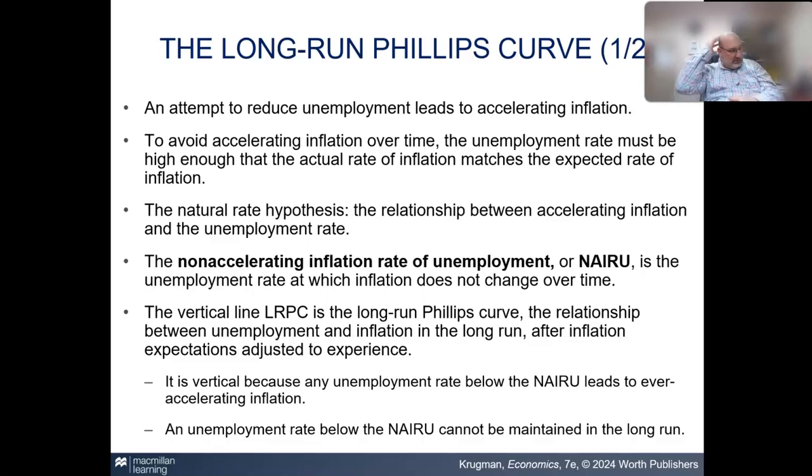What we have found, and this long run piece basically goes with this: the natural rate hypothesis says the relationship between accelerating inflation and the unemployment rate is the unemployment rate at which inflation doesn't change over time. That non-accelerating inflation rate of unemployment, or NAIRU, is the unemployment rate at which inflation doesn't change over time. The vertical line is the long run Phillips curve, the relationship between unemployment and inflation in the long run after inflation expectations have adjusted to experience.